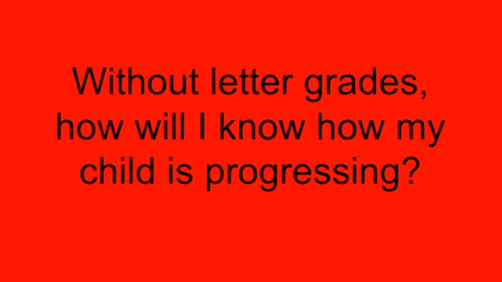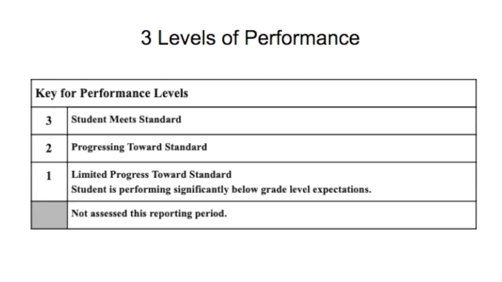Without letter grades, how will I know how my child is progressing? On the new report card, there are going to be 3 levels of performance. You will see a 3, 2, or 1 by each item on your child's report card. If the box is grayed out, that means the standard was not taught during that grading period.